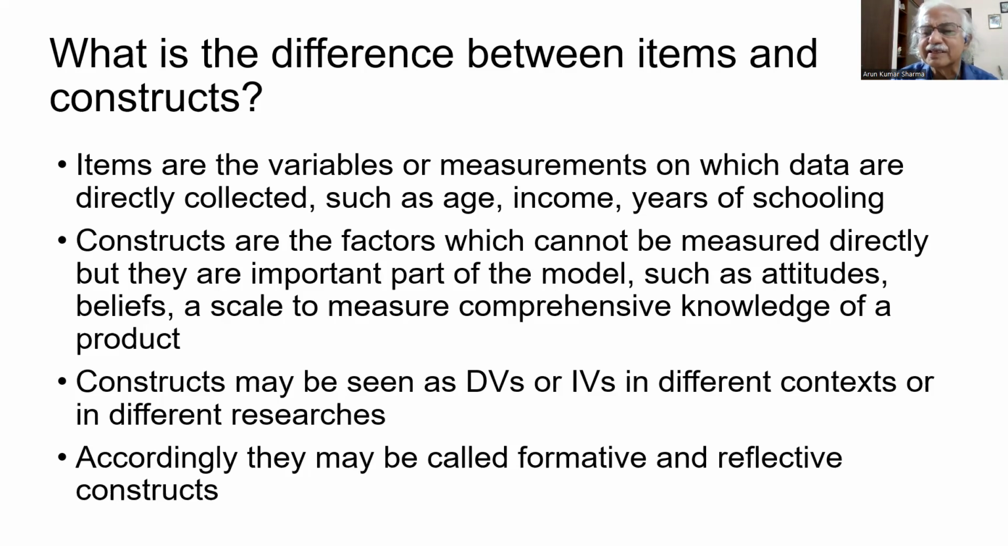Like socioeconomic status. Socioeconomic status on the face of it is a formative construct because it depends on income, occupation, years of schooling, etc. But it can also be used as a reflective construct if you are going for understanding the relationship between socioeconomic status score and, say, knowledge of HIV, risk behavior, use of family planning methods, and so on. So it depends on the use.